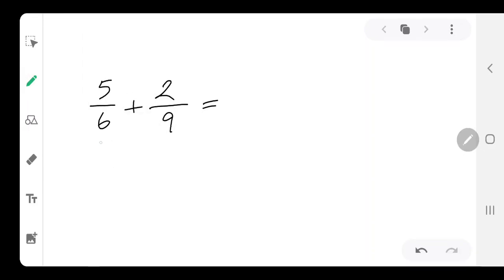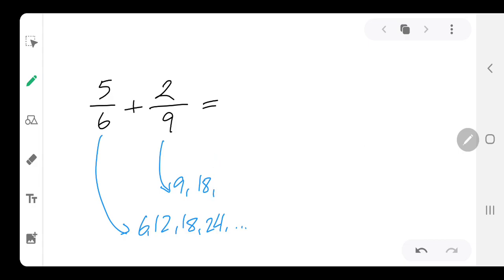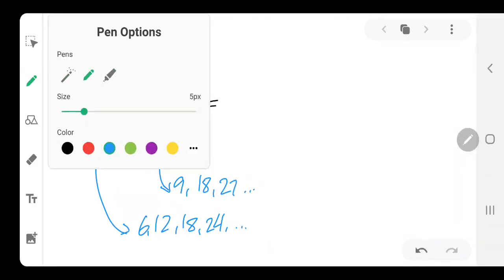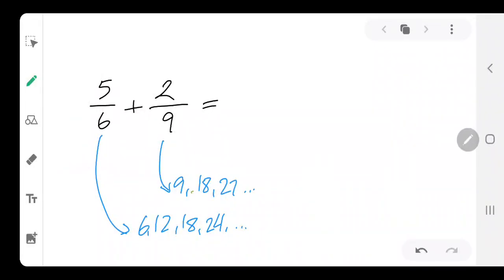So let's do that. Let's find the multiples of 6 first. The multiples of 6 are 6, 12, 18, 24, etc. These are small numbers, so I don't have to go very far. What about multiples of 9? 9, 18, right? So there it is. We already found the common multiple between them, okay?